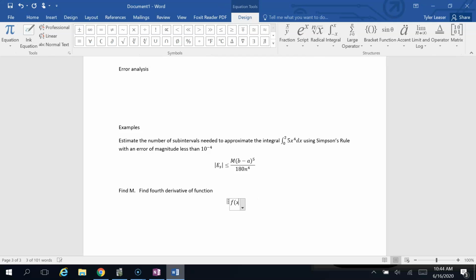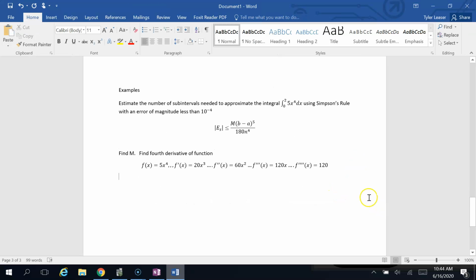All right, so let's do that. The original function is 5x to the fourth. Let's take the first derivative. First derivative of that would be 20x cubed. Second derivative, bringing the 3 down, would give us 60x squared. The third derivative would give us 120x. Fourth derivative would be just 120.